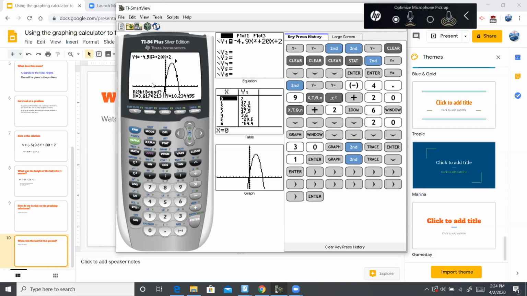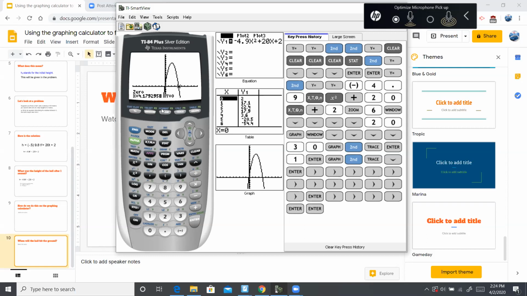Press enter. Now it's going to say right bound. I'm going to press the right arrow key just so I'm slightly below that. Press enter. Notice the 2 darts. Press enter again, and there we go. So at 4.18 seconds roughly is where the ball is going to hit the ground, okay?